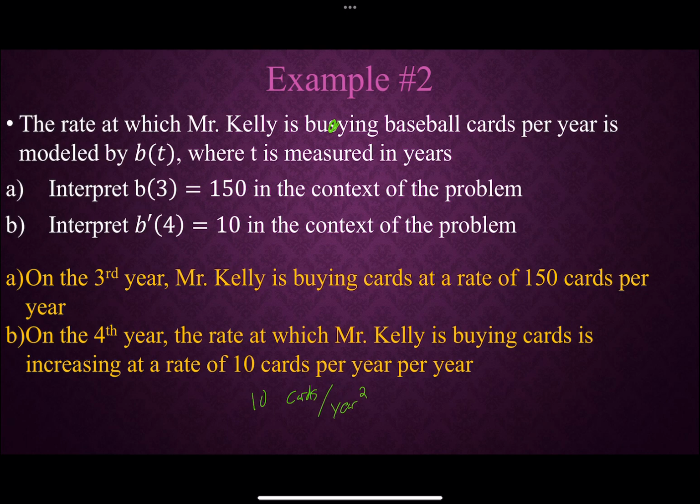Perfectly fine. All right, so you do need to make sure you're paying attention to the number inside the parentheses, it's talking about whatever the unit is there, so that's why it's the 4th year for B prime at 4, 3rd year for B of 3. The 150, the value is what's happening. So this value is based off B of t. B of t is described as baseball cards per year. That's why it's 150 cards per year. Whereas the 10 is based off the derivative, which means we need to increase the unit on the bottom. So that's why it's per year per year. All right, so it's just interpreting these different derivative values.